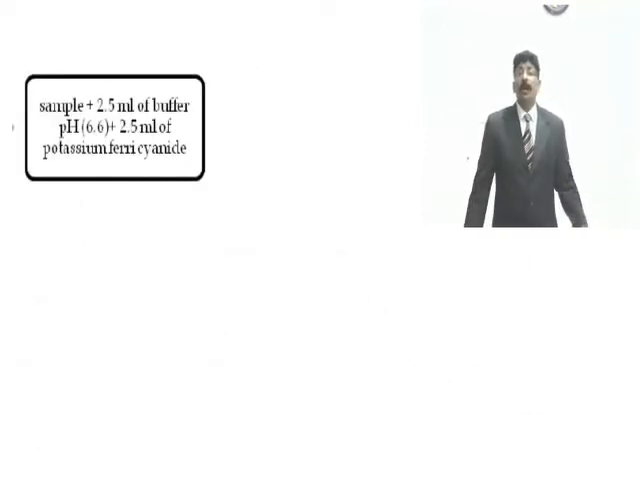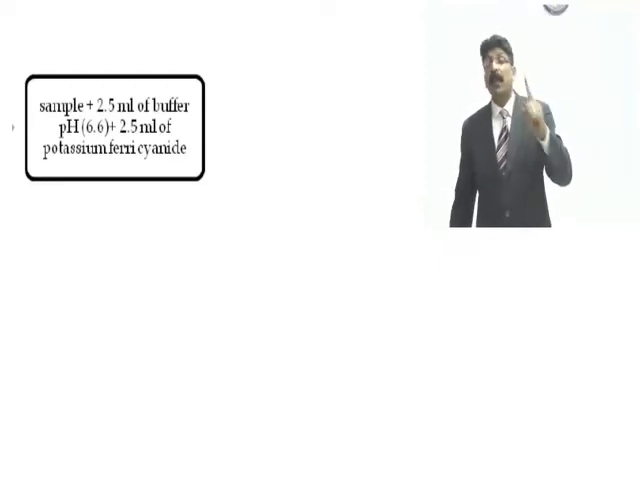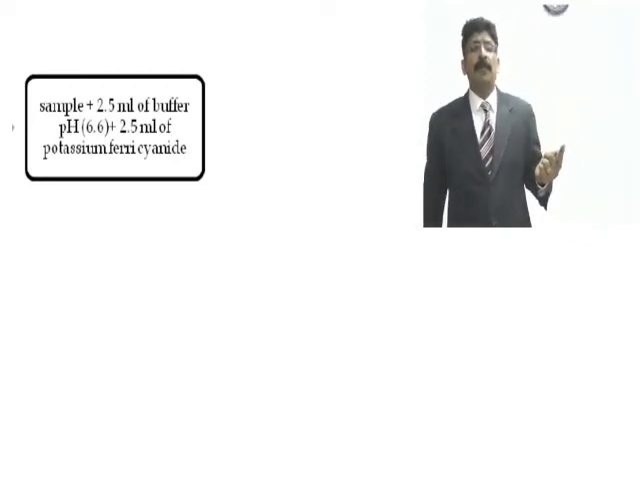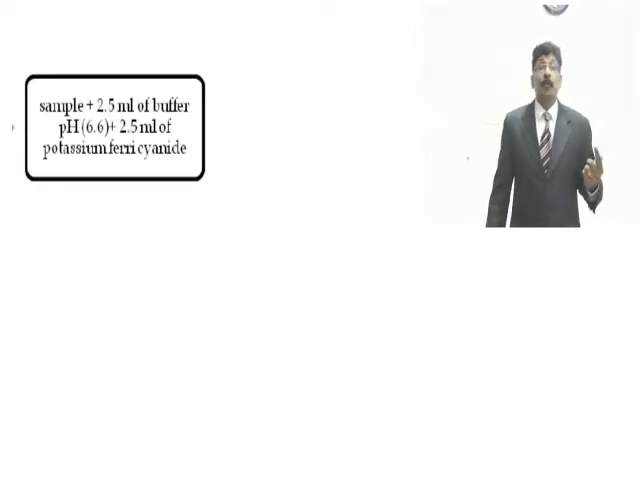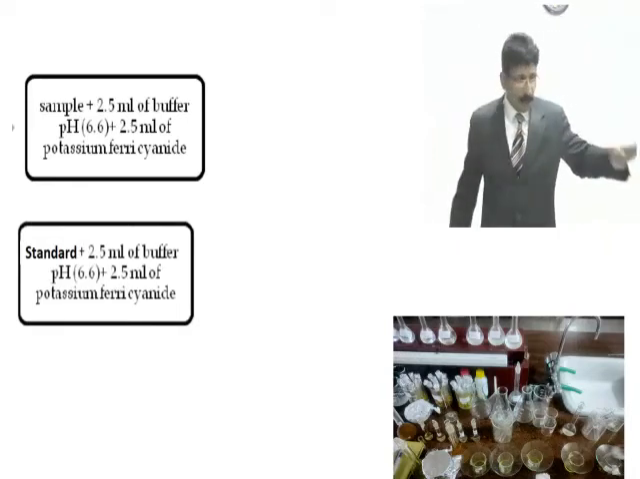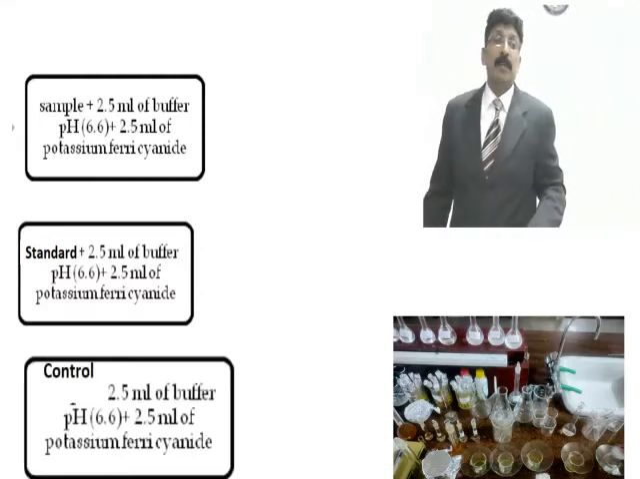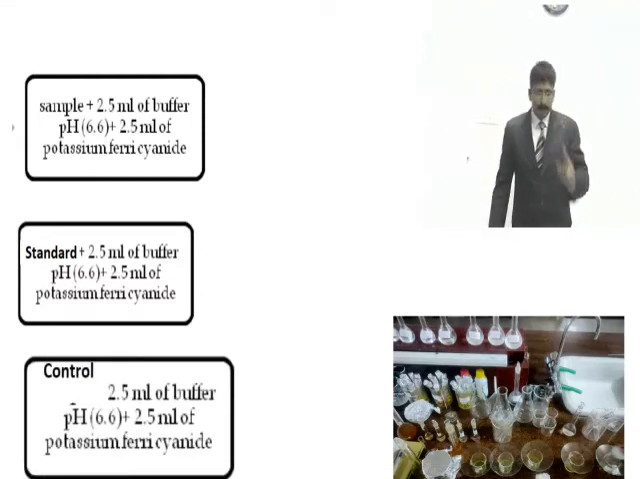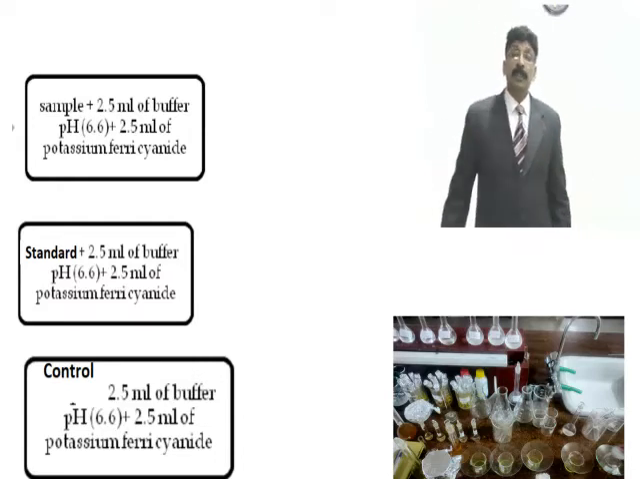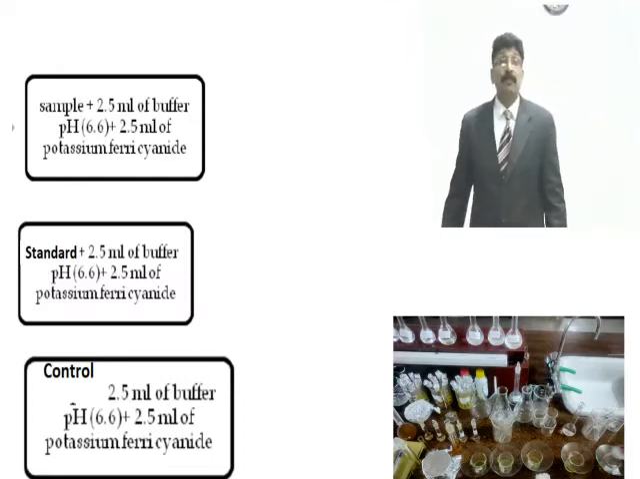Now, take each sample, for example, 1 ml of the sample. If it is 20 microgram, take 1 ml of the sample, add 2.5 ml of buffer solution of 6.6 pH, 2.5 ml of potassium ferricyanide, and then for the standard also the same thing, for all the standards: 20 microgram, 40 microgram, 60 microgram, 80 microgram and 100 microgram. And for control, only one, take no sample, no standard, only 2.5 ml of buffer, which is pH 6.6, and 2.5 ml of potassium ferricyanide.